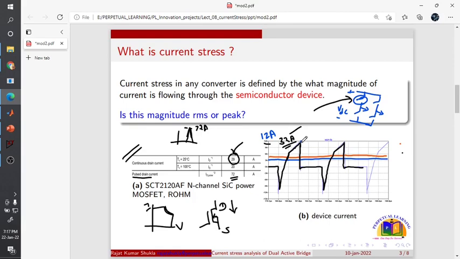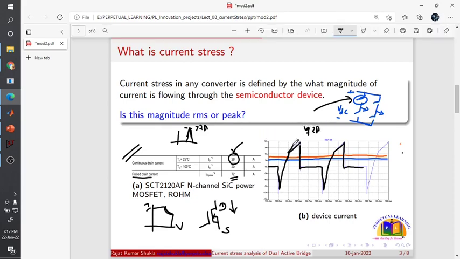But what if I use a different type of modulation? Because this waveform is simulated from the extended phase shift modulation. But if I use a different modulation technique, where the current peak is going till, in this case 12 ampere, let's say instead it is 32 ampere or 42 ampere. So this peak is going to 42 ampere.